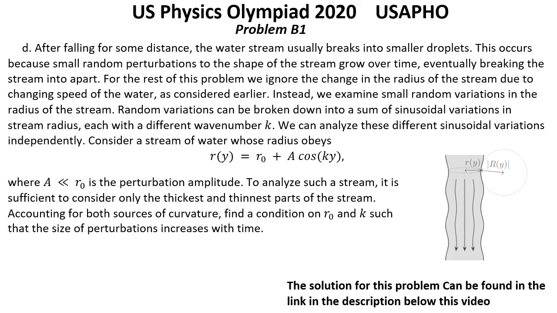To analyze such a stream, it is sufficient to consider only the thickest and the thinnest parts of the stream. Accounting for both sources of curvature, find the condition for r0 and k such that the size of perturbations increases with time.